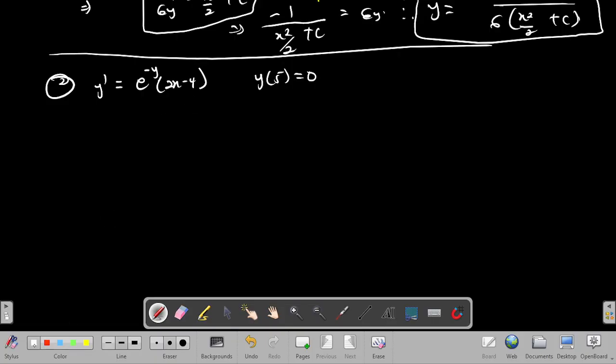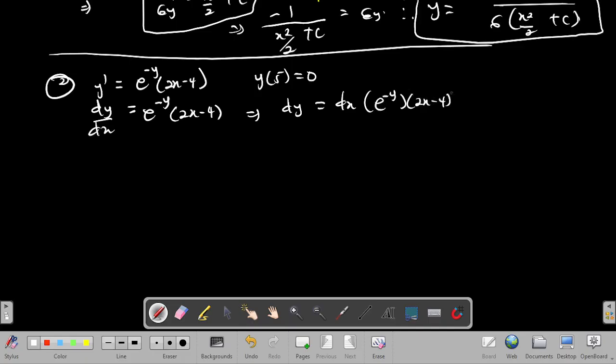To solve this problem, as I said, you should first identify which operation is dominant. Looking at this, you can see it's multiplication, right? There's only one minus, and therefore I can see my y is obviously separated from my x, hence it's separable. The first step is to convert this to dy over dx for clarity. It's equal to e to the power negative y multiplying 2x minus 4. At this point, you just cross multiply. Crossing multiply, I have dy is equal to e to the power negative y times 2x minus 4 dx. As simple as that.